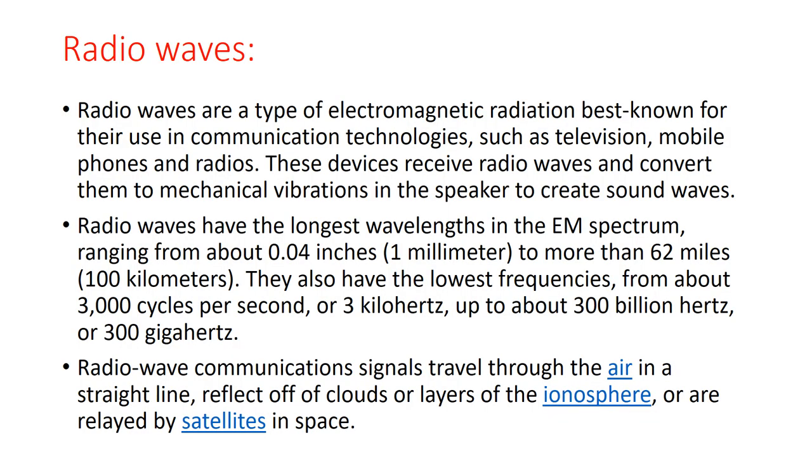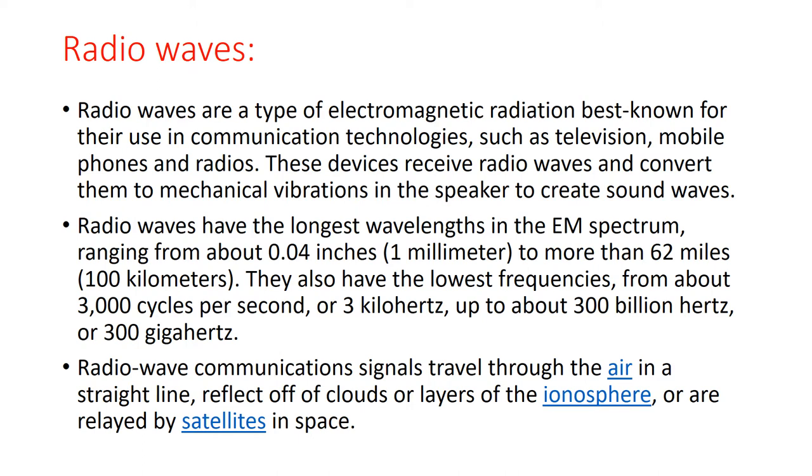Now, the first component of the electromagnetic spectrum is the radio wave. Radio waves are the type of electromagnetic radiation which is used in communication technologies like satellite broadcasting, televisions, phones, radios, because these devices receive radio waves and convert the radio waves into mechanical vibration, and these mechanical vibrations in the speaker create sound waves.